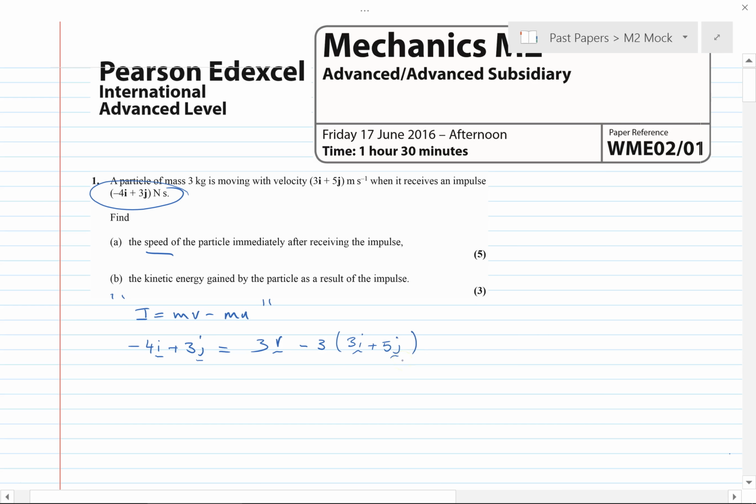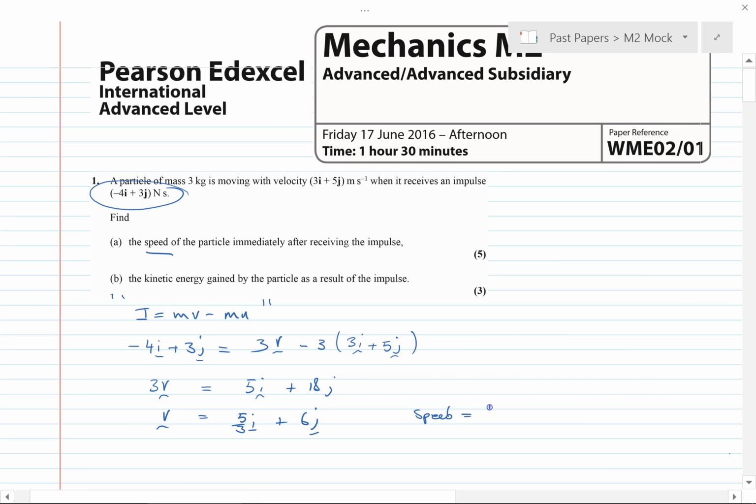Let's do a quick bit of manipulation there. We can see that this bit here is minus 9i, which when we take over we'll make it 5i, and this bit is minus 15j, which when we take over is plus 15j, which makes it 18j. Divide through by 3, we get 5 over 3 i plus 6j.